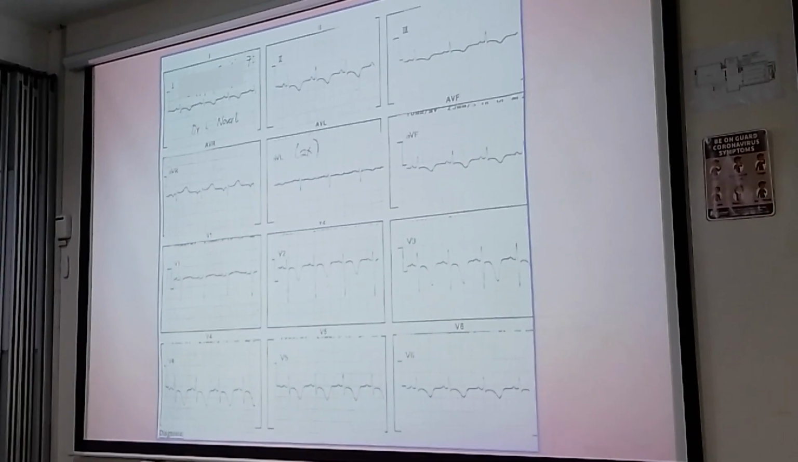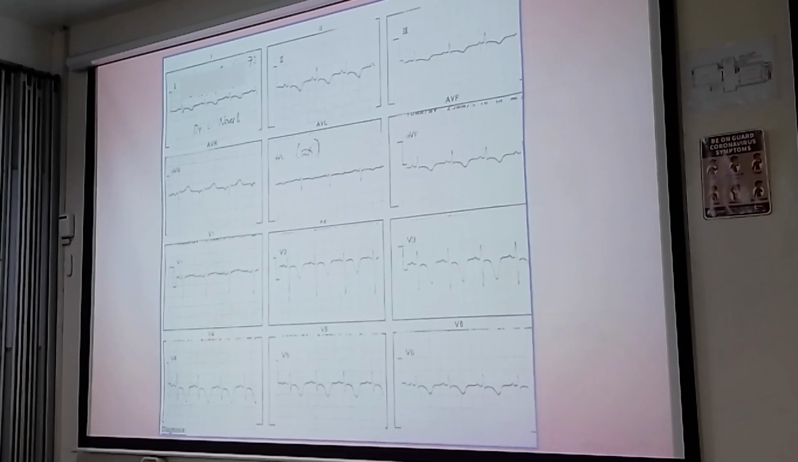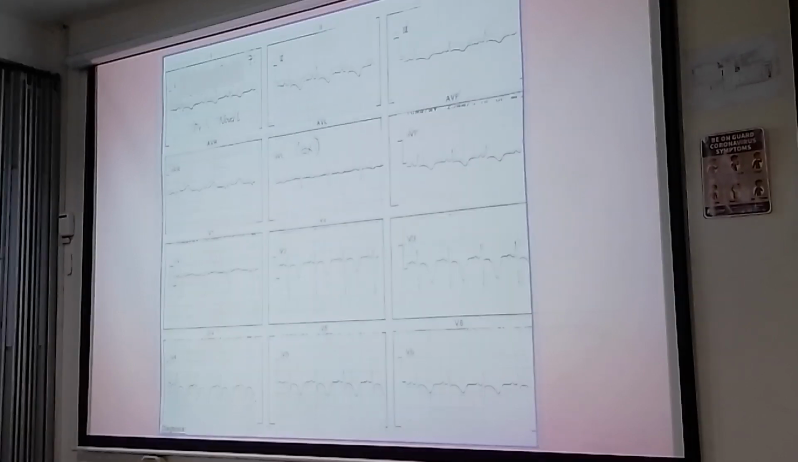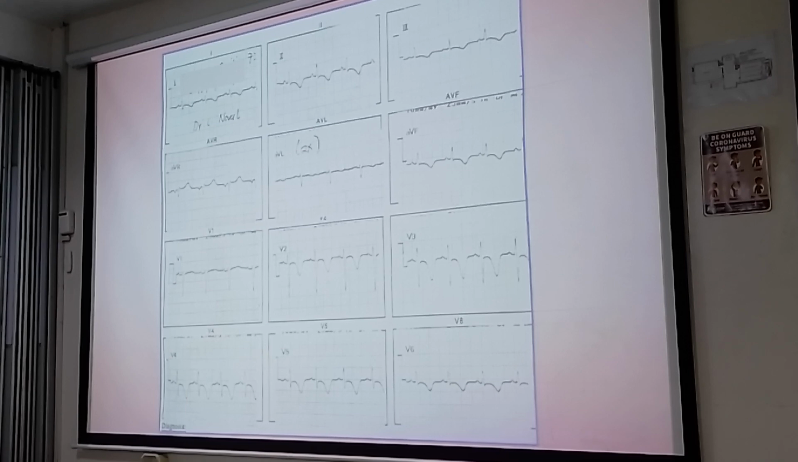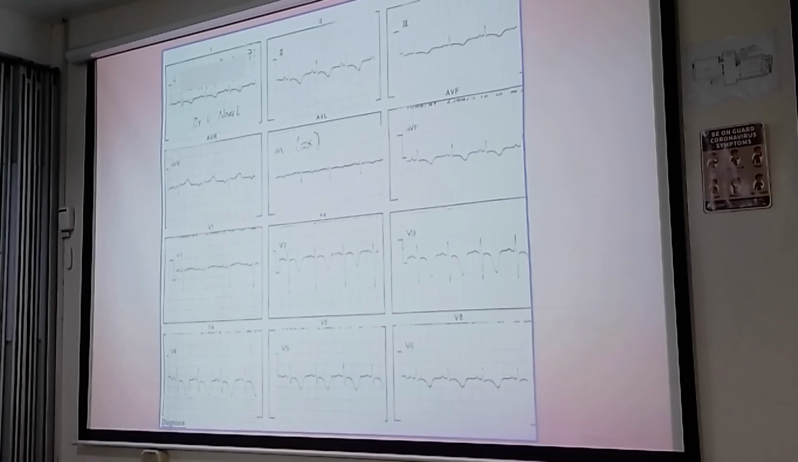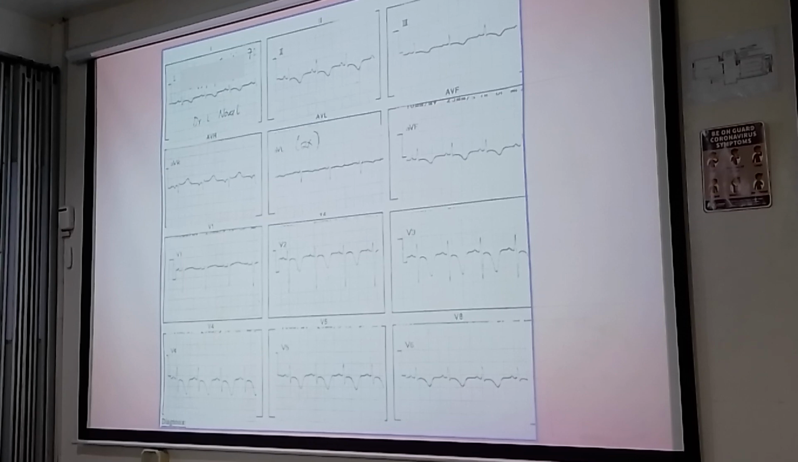Inferior wall is linear. Lead one also, which is lateral wall, V2 is septal, V3, V4 anterior, V5, V6 anterior. So diffuse, almost lower.